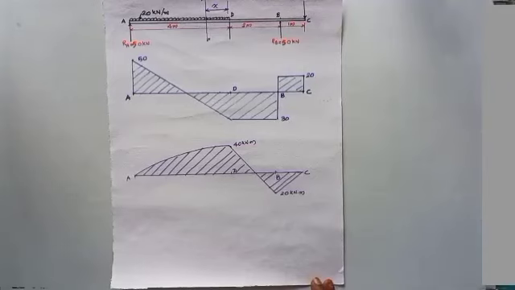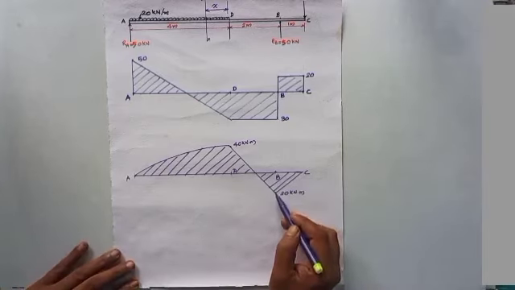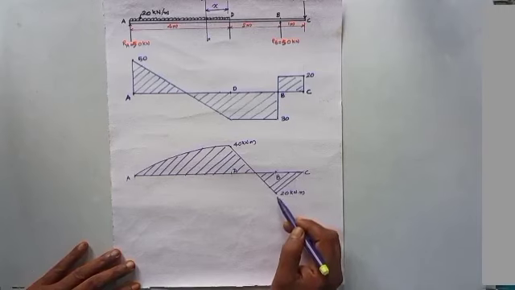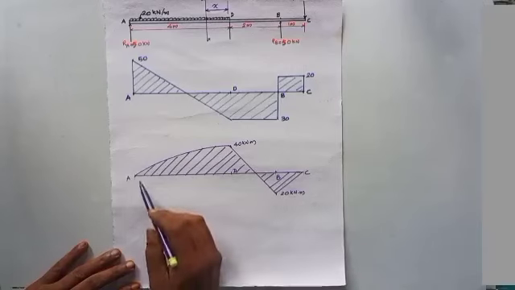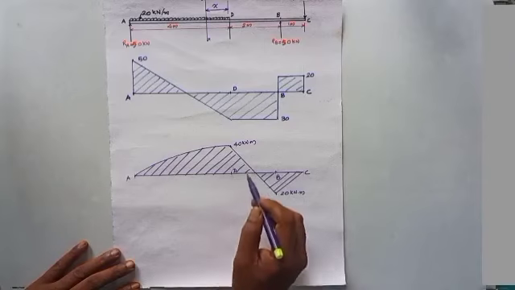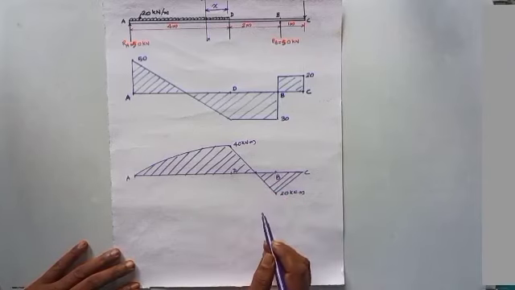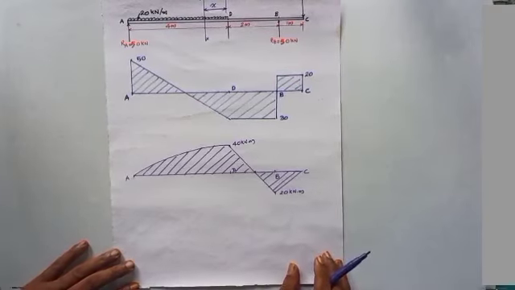Now we have completed the bending moment diagram, and in this case we can see that from C to this point B it's a straight line, and again from this point to this point D again a straight line, and from A to D it's a curve, it's a parabola. And one more thing is that this is the point where bending moment is changing its sign. So this point is called a point of contraflexure.